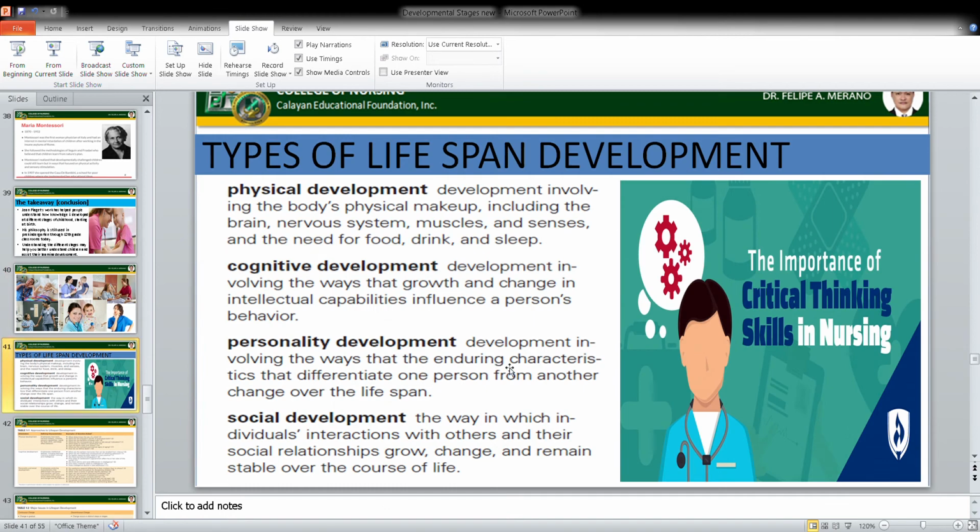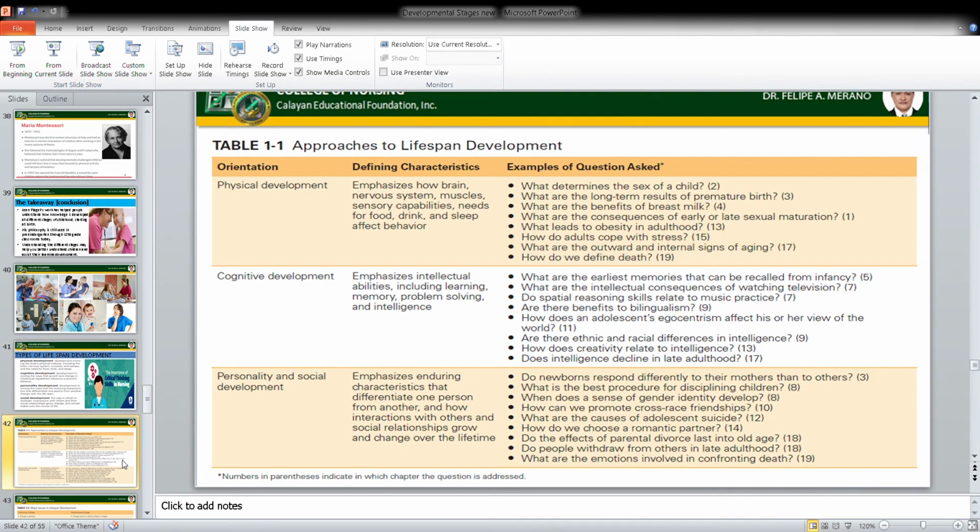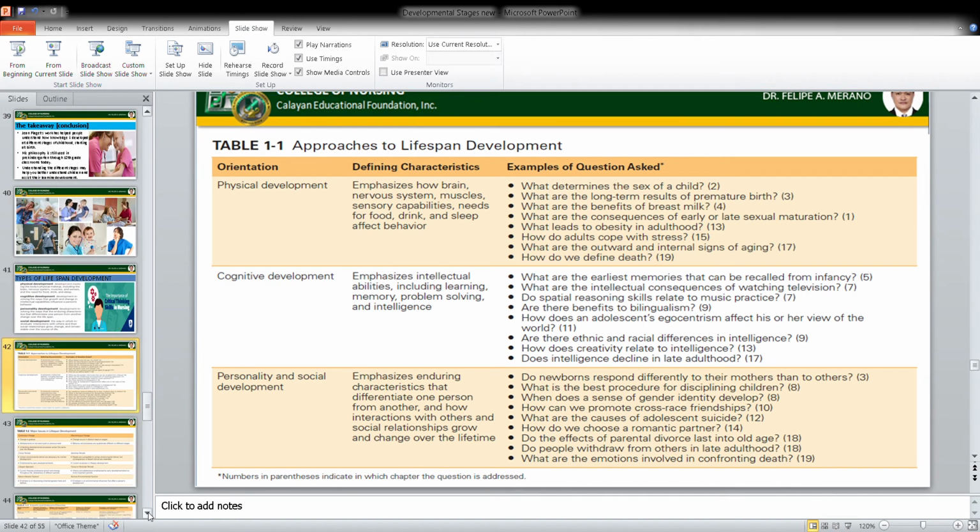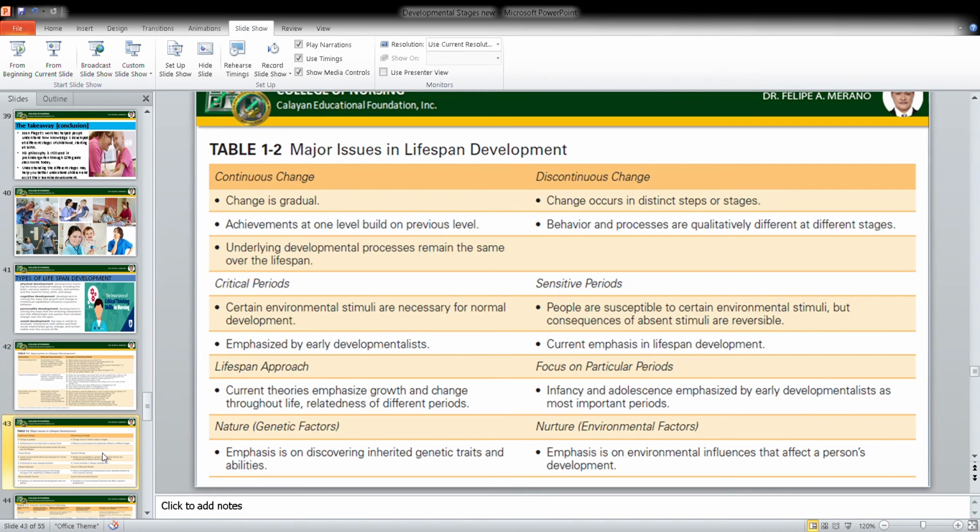So, types and lifespan of development. It includes physical development, cognitive development, personality development, and social development. And here are the things you need to better understand. All of this would be an assignment for you to read, analyze and memorize, including the major issues in lifespan development. It has been tabulated for you to better understand.